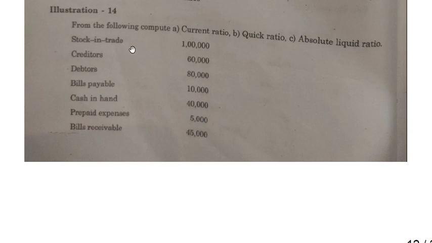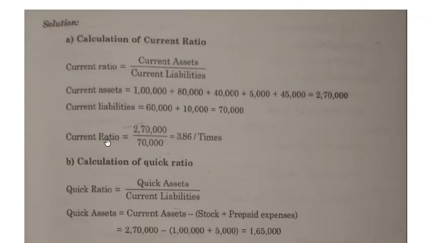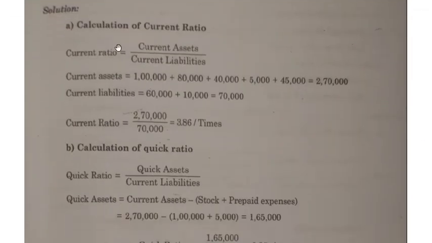Stock in trade is a current asset, creditors current liabilities, debtors current asset, bills payable current liabilities, cash in hand current asset, prepaid expenses is a current asset, and bills receivable is a current asset. So we'll look into all our ratios. So calculation of current ratio. Current ratio is equal to current assets divided by current liabilities.